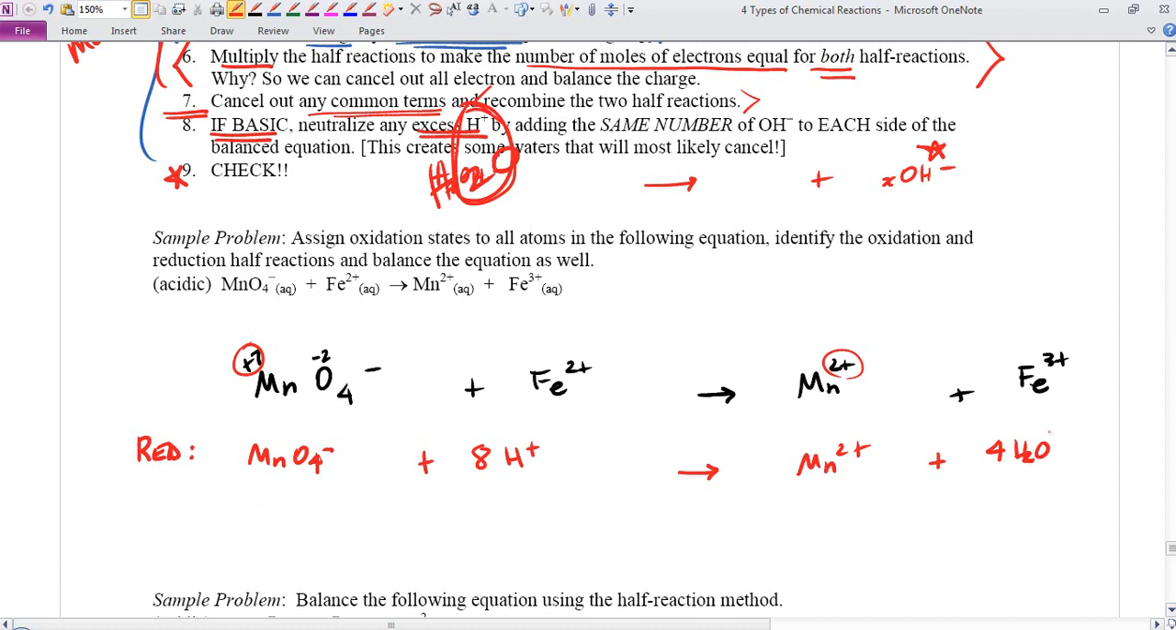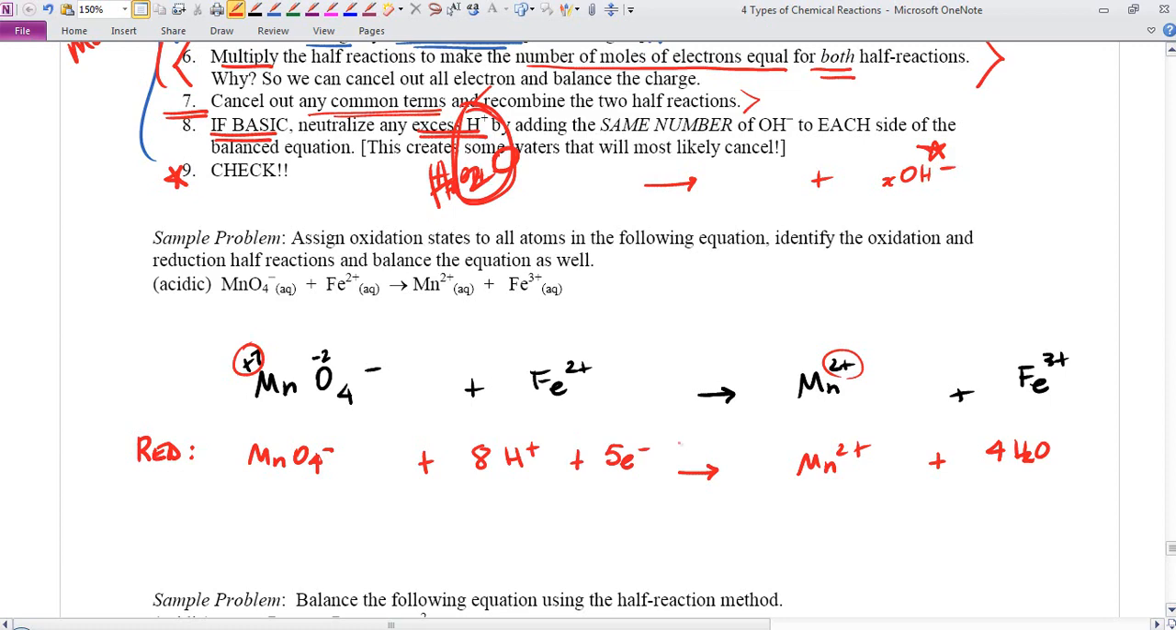So that means I've got to add 5 electrons to reduce that +7 down to a +2 charge so that it's balanced. Note, I did not go all the way to 0. That's not the goal. The goal is to get the charge balanced, not to get the charge to 0.